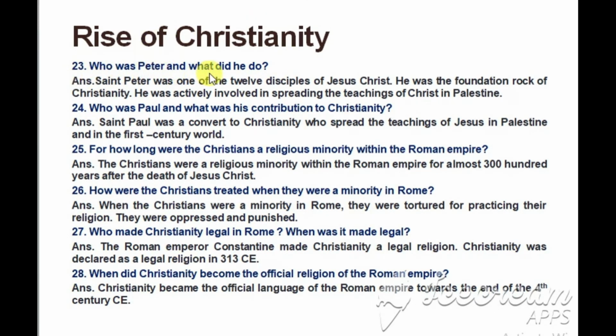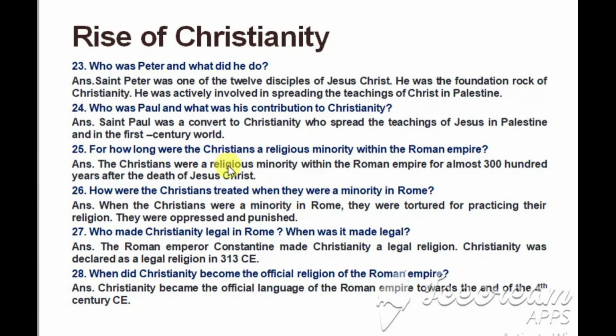Who was Peter and what did he do? Saint Peter was one of the 12 disciples of Jesus Christ. He was the foundation rock of Christianity. He was actively involved in spreading the teachings of Christ in Palestine. Who was Paul and what was his contribution to Christianity? Saint Paul was a convert to Christianity who spread the teachings of Jesus in Palestine and in the first century world.